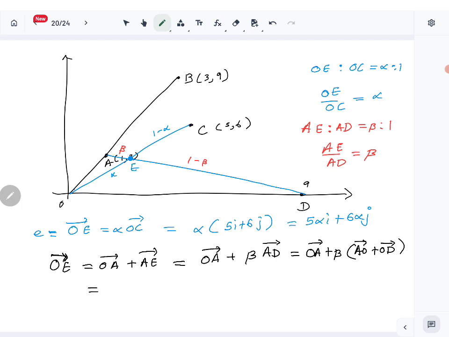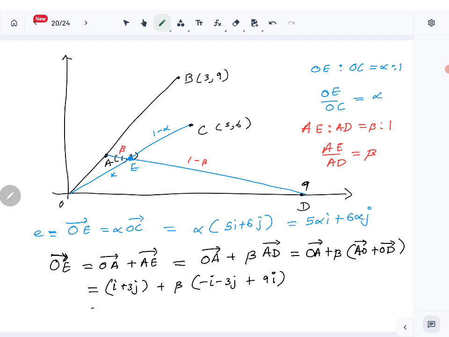So now substitute. OA is what? 1i plus 3j, plus beta AO. AO means minus OA, so then minus i minus 3j, plus OD. OD is 9i.